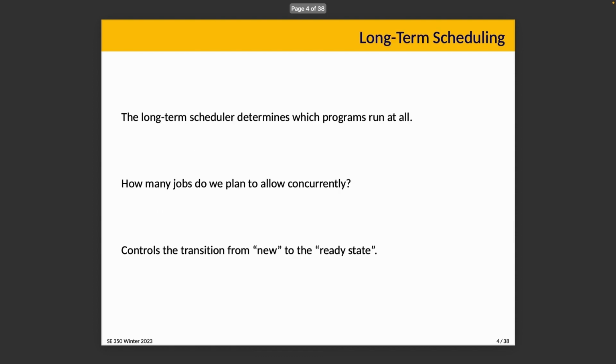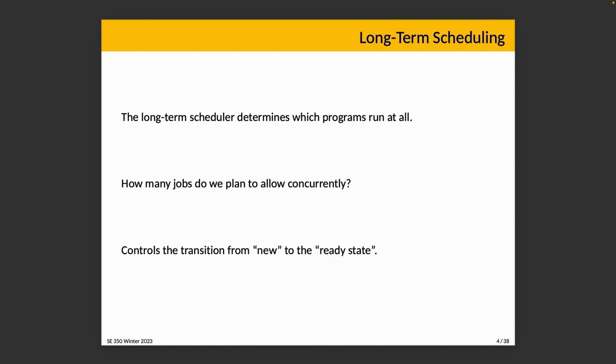So the long-term scheduler, if you will, is responsible for determining what programs are going to run at all. In a system that has limited maximum concurrency, it's about deciding how many things we allow concurrently. And it controls, if you think back to the process state diagram, a transition from the new state to the ready state. And once it gets into the ready state, then it's in the purview of a medium or short-term scheduler.